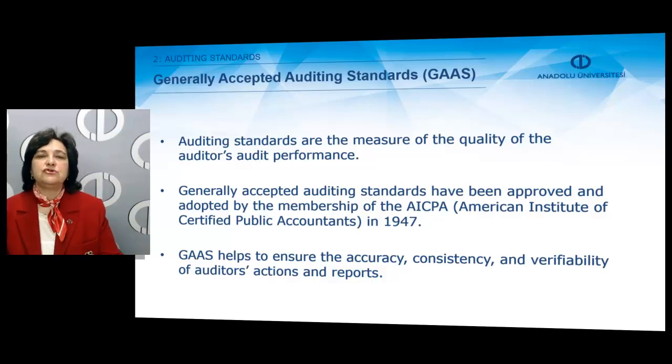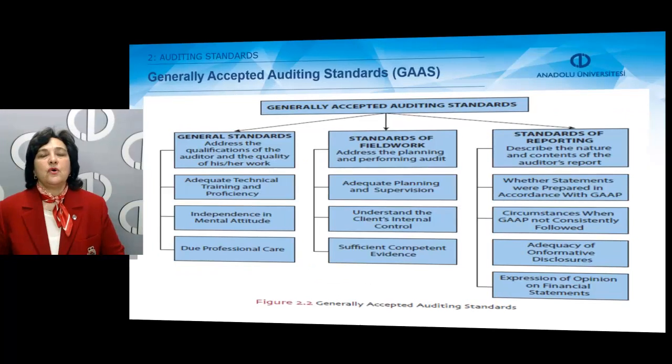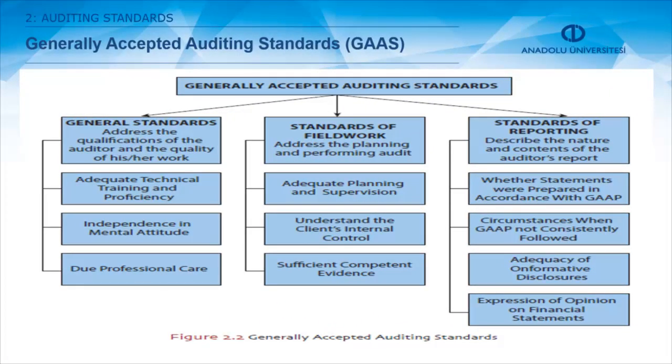So these standards are the measure of the quality of the auditor's audit performance. And these standards were approved and adopted by the membership of the AICPA, the American Institute of Certified Public Accountants, in 1947. So generally accepted auditing standards help to ensure accuracy, consistency, and reliability of the auditor's actions and reports. There are three main groups in the generally accepted auditing standards. One is general standards, another is standards of fieldwork, and another is standards of reporting. Under these three groups, there are 10 main standards that we deal with during the audit process.